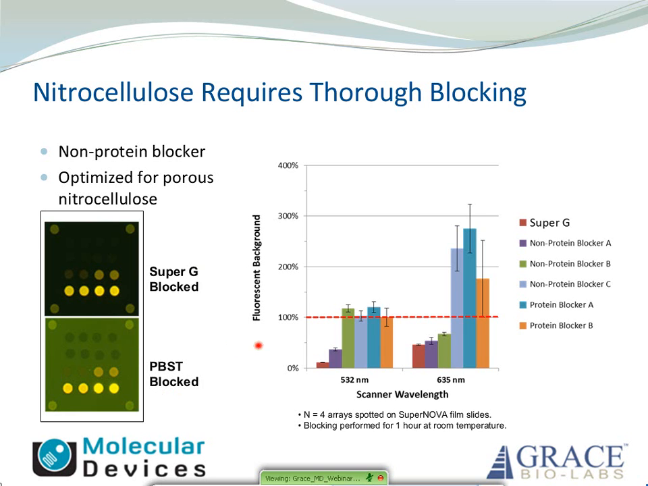Data on the right are shown for two excitation wavelengths, on the x-axis, the 532 nanometer and 635 nanometer wavelengths, and are expressed on the y-axis as background relative fluorescence units as a percentage of PBST blocking, and that's represented at 100% by the red dashed line. At 532 nanometers, backgrounds after Super G blocking are 4 to 10 times lower than those obtained with other blockers. At 635 nanometers, backgrounds are up to 8 times lower.